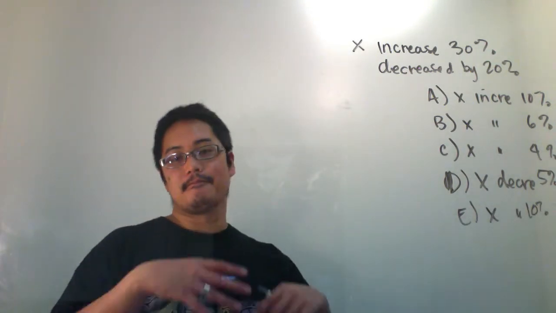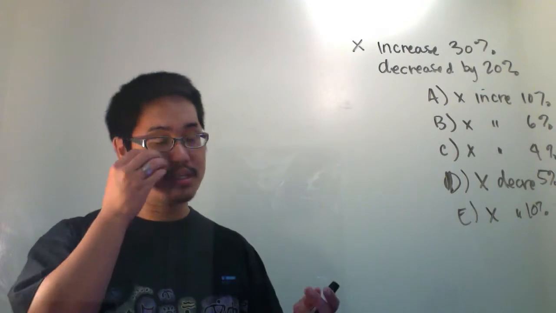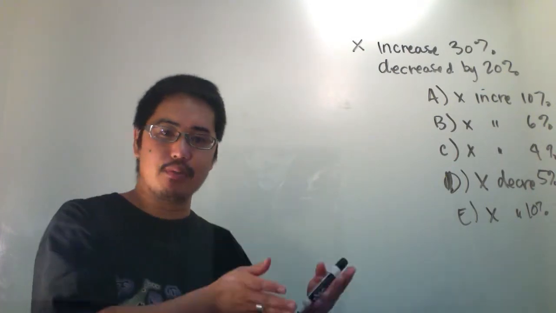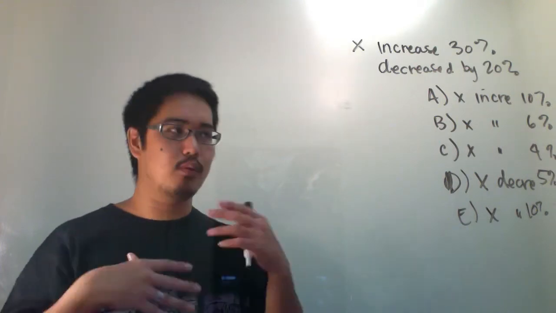Now, I forgot to ask you the question. The question was, what is the final result of this process? After you've increased it by 30% and then decreased it by 20%, what is the final result?